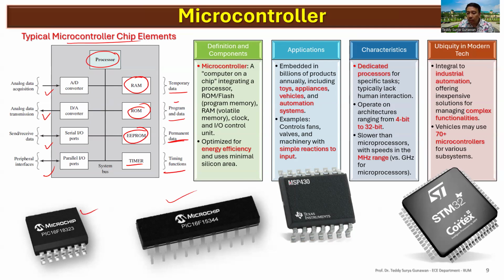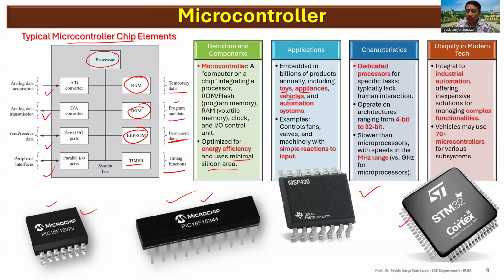As you can see here, you have several examples of microcontrollers. They are optimized for energy efficiency and use minimal silicon area. As you can see here, they are very small. The applications are toys, appliances, vehicles, automation systems, and so on. For example, controlling fans or machinery with simple reaction to input.